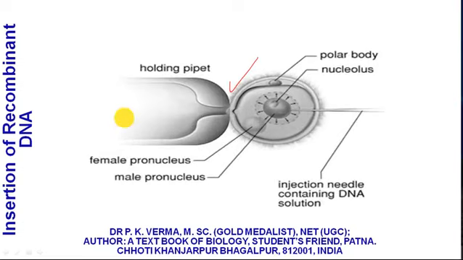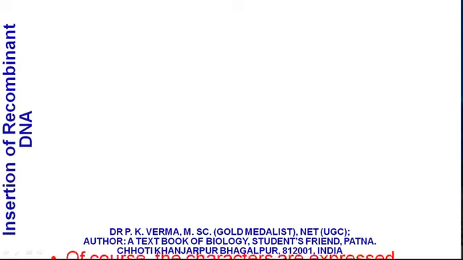This is the holder pipette with a blind end. It has an attachment of a low power suction pump so that the cell can stick on its surface. Now a microinjection needle is used. It is directly introduced up to the nucleus of the male pronucleus, and then the DNA is injected into it.